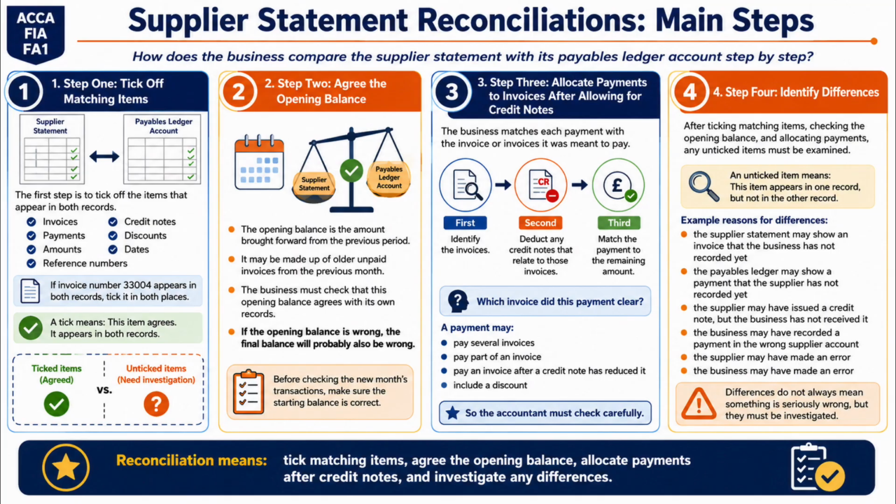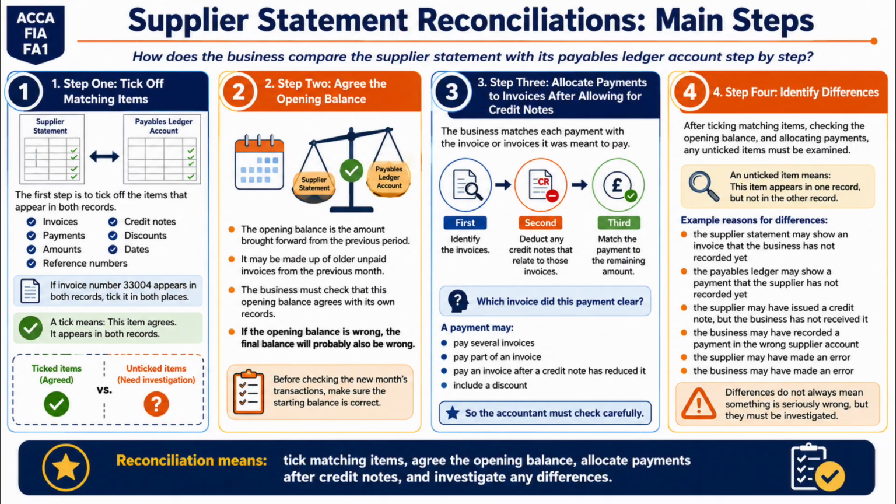This step is important because a payment may not always match one invoice exactly. It may pay several invoices. It may pay part of an invoice. It may pay an invoice after a credit note has reduced it. It may include a discount, so the accountant must check carefully.